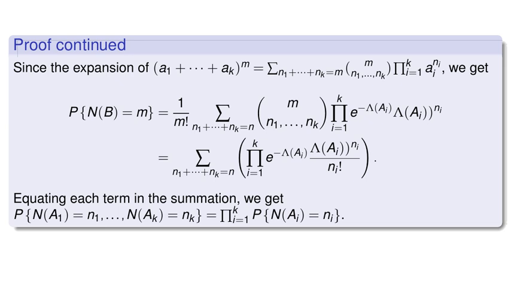Continuing the proof for 3 implies 4. We recall the multinomial expansion: (a1 + ... + ak)^m equals the sum over all n1 + ... + nk = m of the multinomial coefficient (m choose n1 ... nk) times the product from i = 1 to k of ai raised to the ni. Using this, we can rewrite.